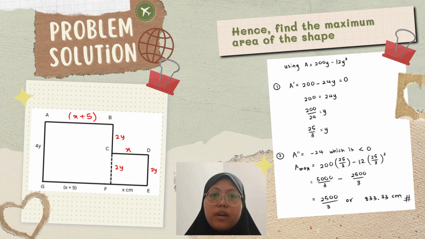To find the maximum area, we substitute the y we found into the original equation, which gives us A max equals 200 times (25 over 3) minus 12 times (25 over 3) squared. We just simply solve it. That gives us the final answer of 2500 over 3, or 833.33 centimeters squared.